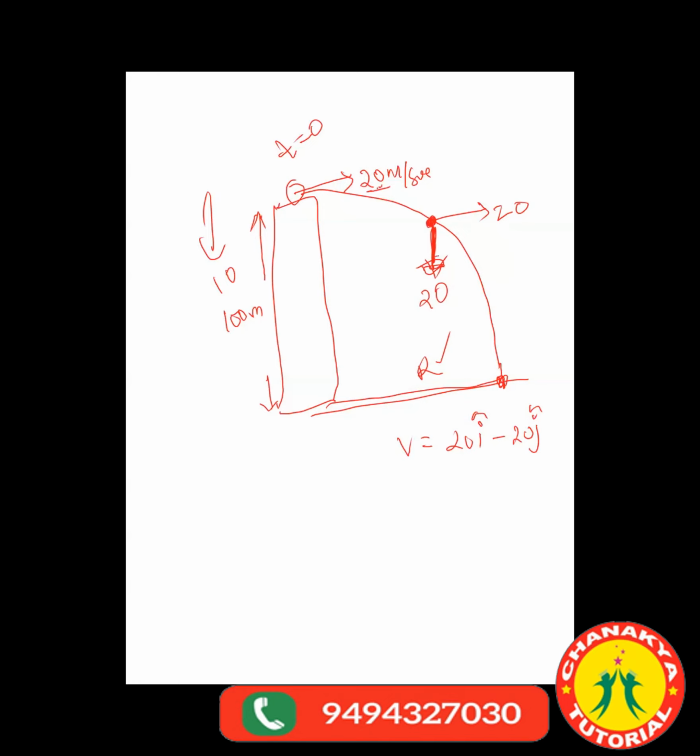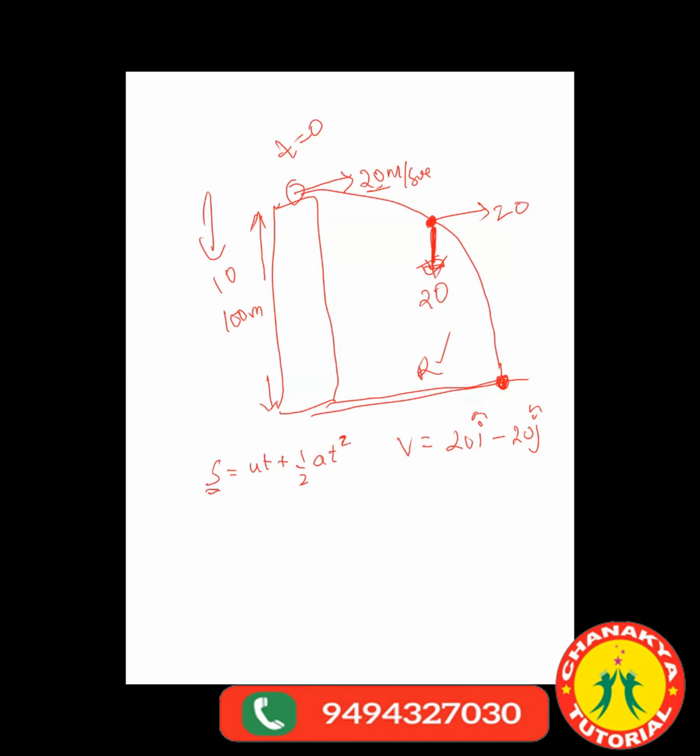But we don't know with what velocity it is hitting this ground, right? Yes, sir. So now let us see what we can do. You guys know this thing, right? S is equal to ut plus half at square, right? So S is what? S is my displacement, okay?